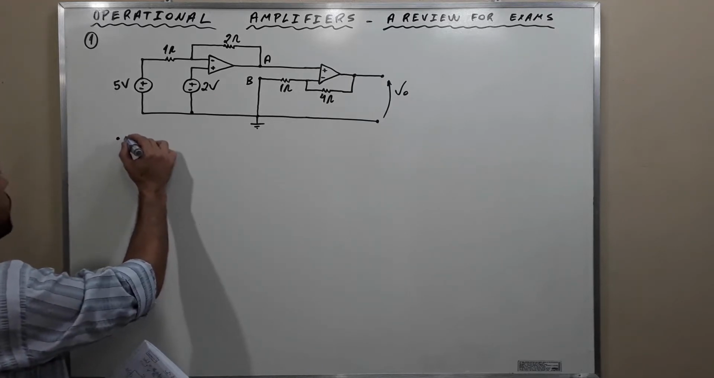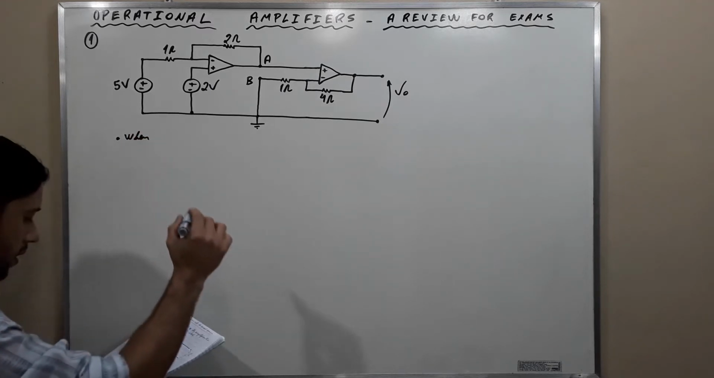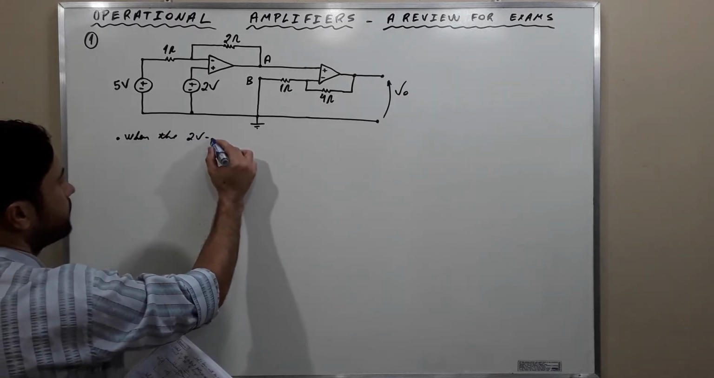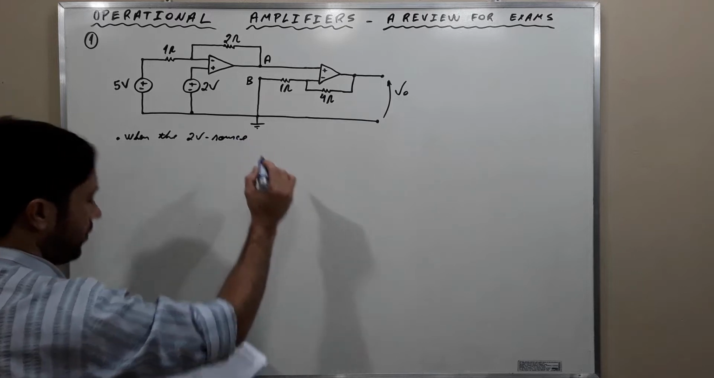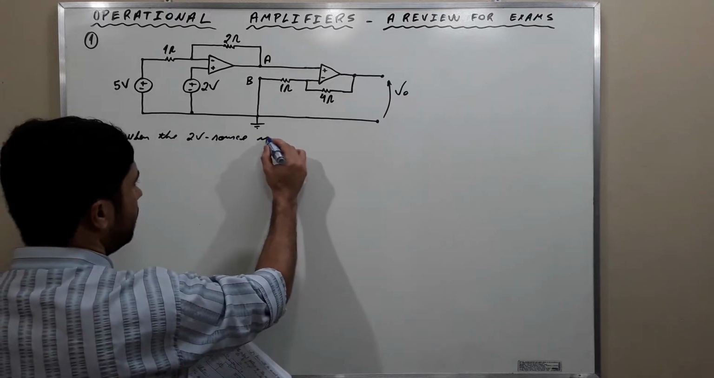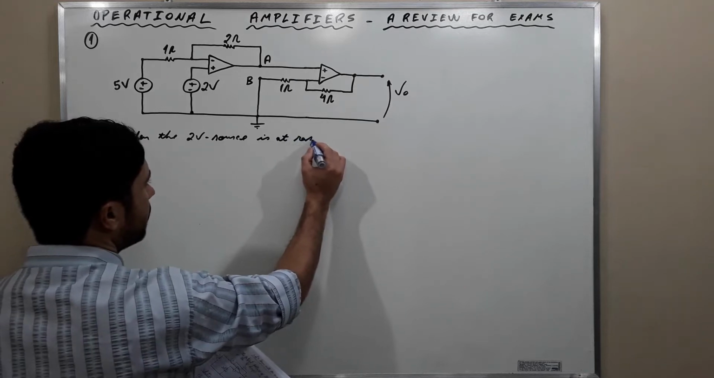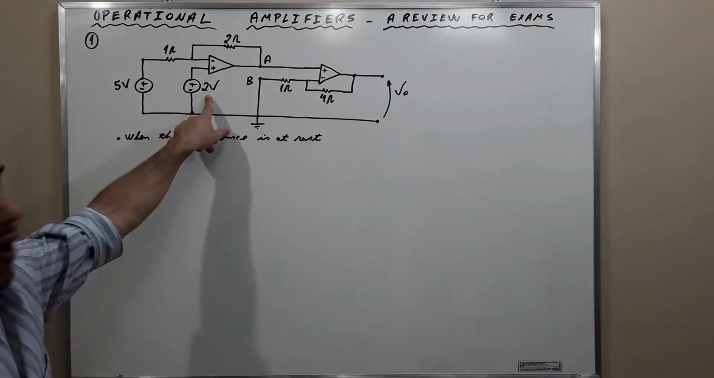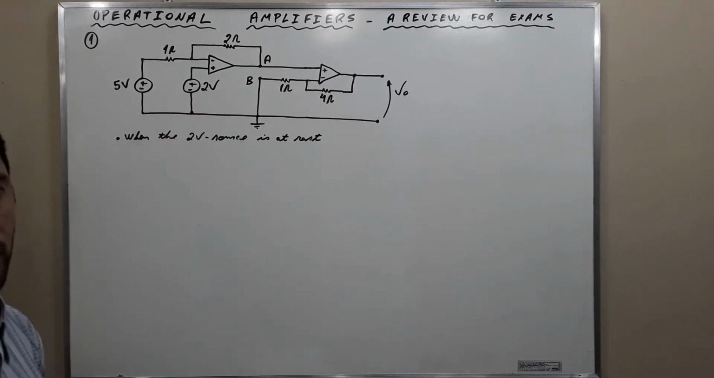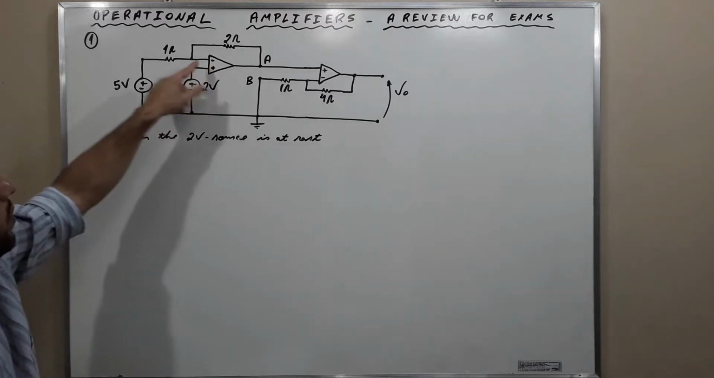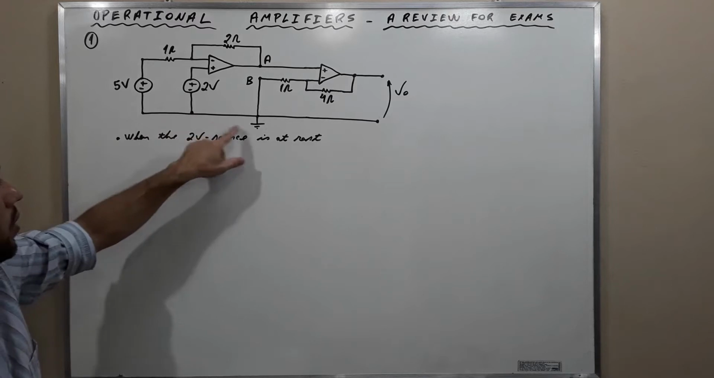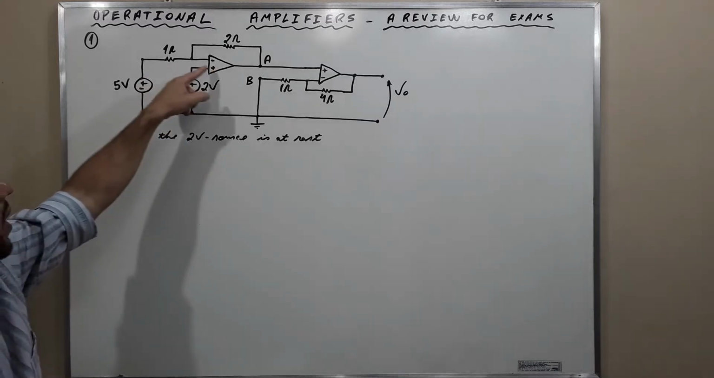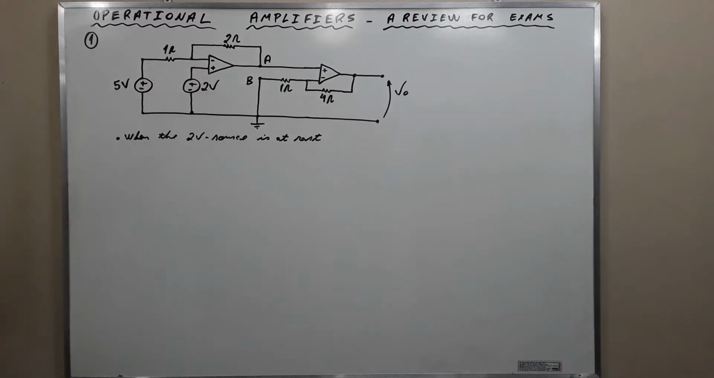First of all, when the 2-volt source is at rest, okay? When this is at rest, a voltage source at rest is a short circuit. Then we have a short circuit to ground here, okay? This terminal here is ground and this is at rest. Then we have ground here.